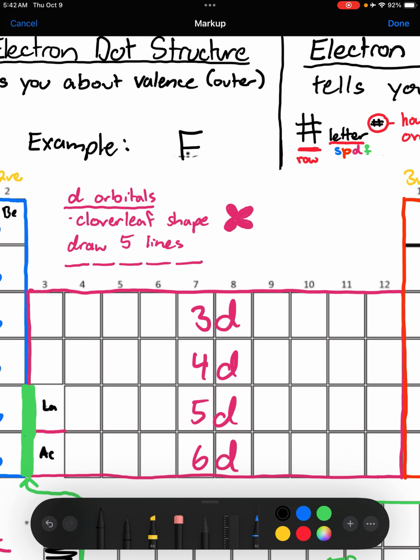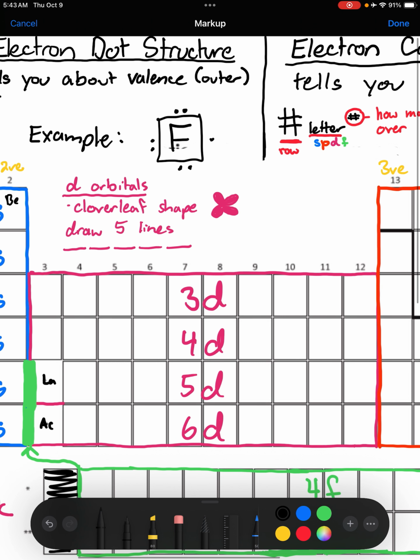Now there is a pattern to this. I like to imagine that there's a box around that element, and I have to put a dot on each side of the box before I can go back and pair up any of those dots. So since fluorine has 7, I'm going to do 1, 2, 3, 4, and then start pairing up for 5, 6, and 7. All right?